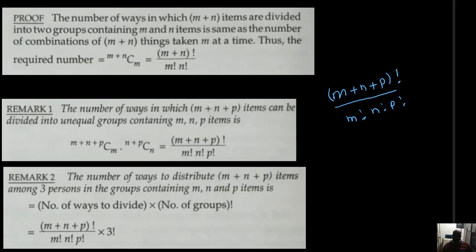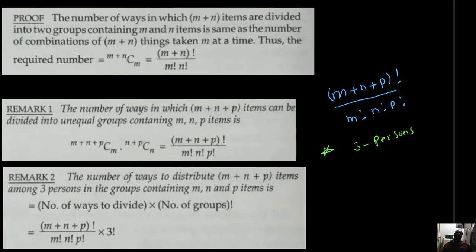Okay, this is one thing. So another important thing is, for example, a problem is given that if m plus n plus p things are there, we want to distribute these things among 3 persons. Persons I am saying, 3 persons.